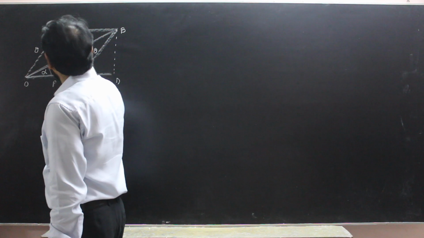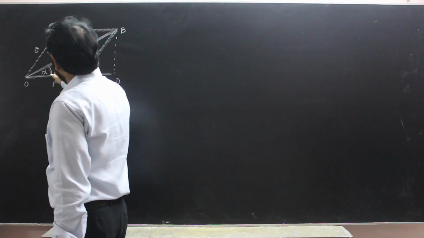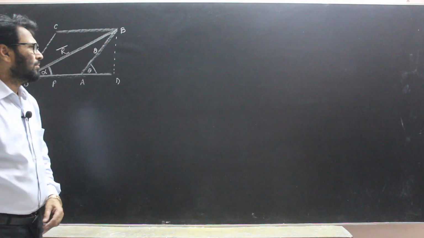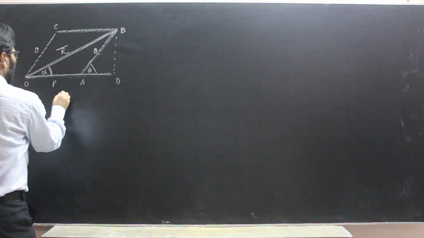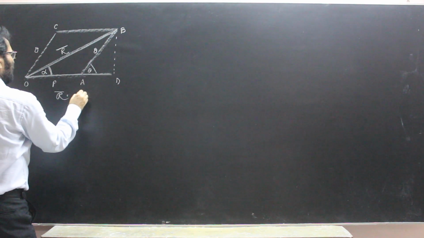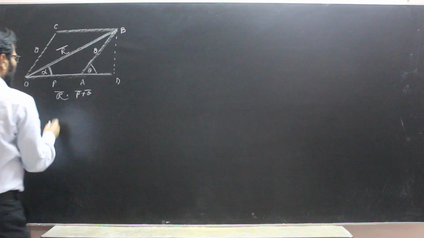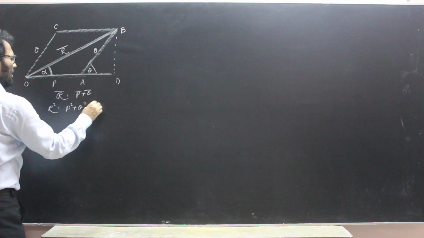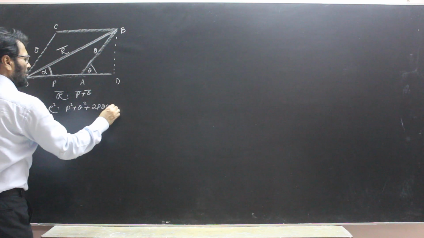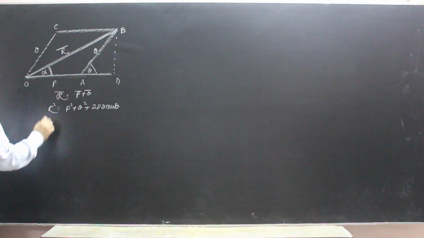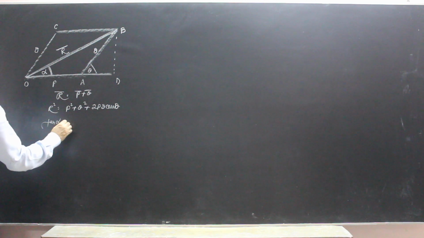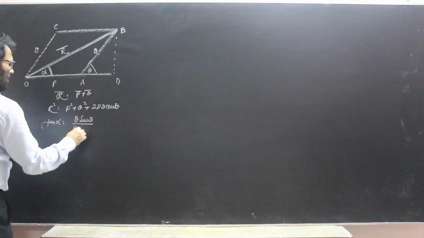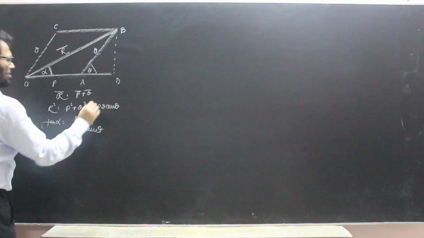The magnitude of the vector is OB and the direction is represented by alpha, which R makes an angle with P. This is R is equal to P plus Q, and mod R is equal to square root of P square plus Q square plus 2PQ cos theta, and tan alpha is Q sin theta by P plus Q cos theta.